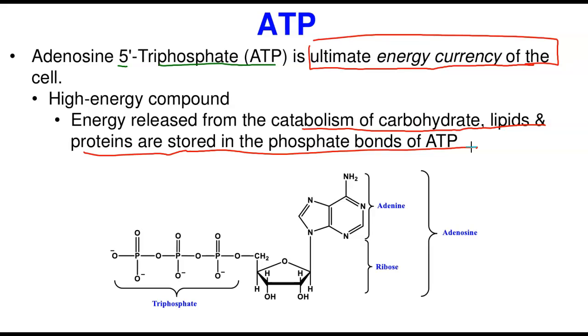Now, it is made up of an adenine. An adenine is a nitrogenous base that is connected to a ribose sugar. This is the sugar ribose. Of course, it is a 5-carbon sugar. That's why it's the ribose. And then the ribose itself is now connected to a triphosphate. A triphosphate is 3 inorganic phosphates that are connected to each other to form this.